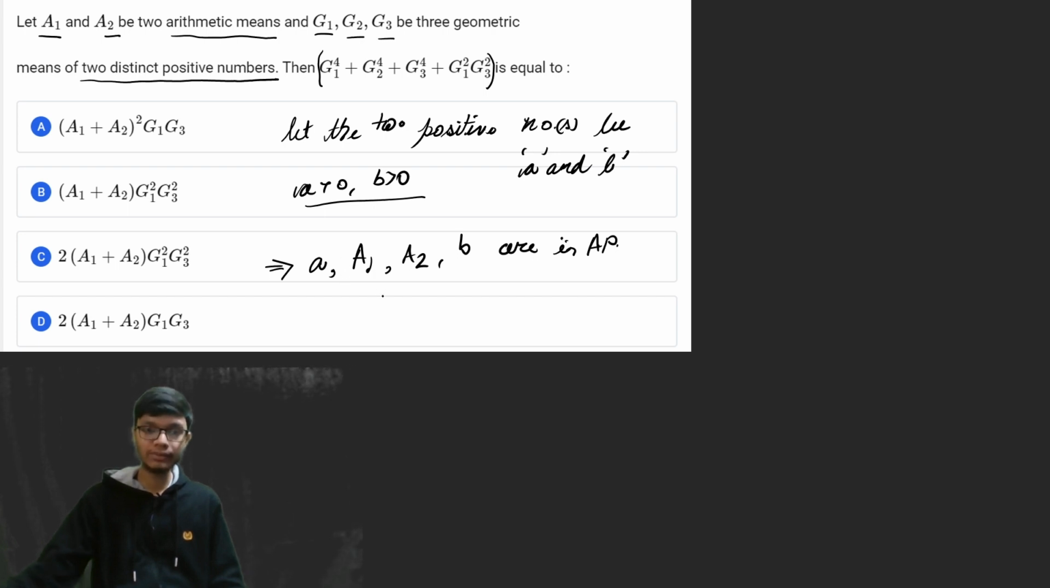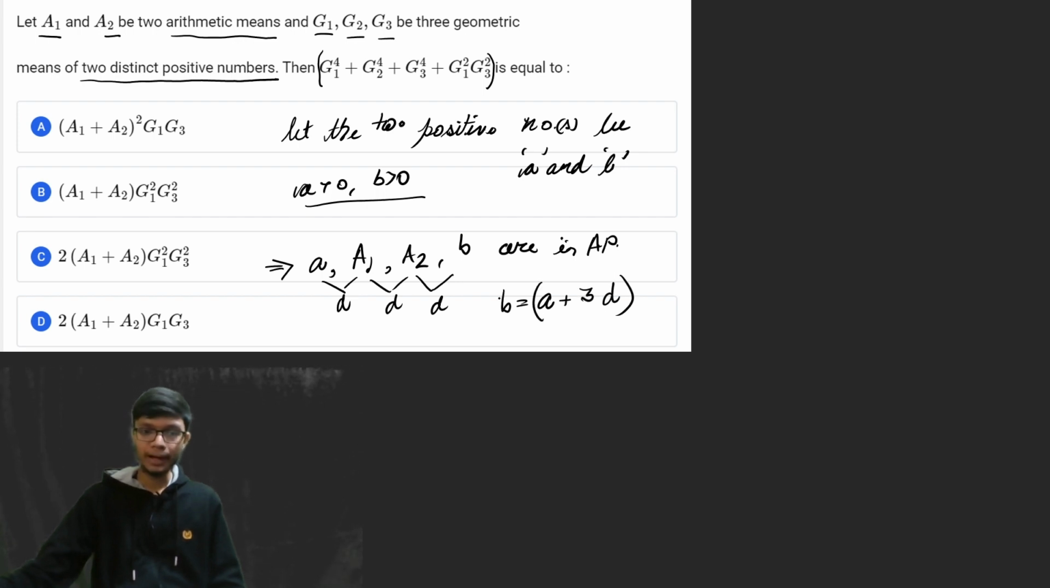From here, I can say that these numbers are in AP, which means there is a common difference D between them. If you take the difference of consecutive numbers, you get the difference as D. From there, I can write B as the first term plus (n minus 1) times D. B is basically the fourth term of the AP, so n minus 1 means 3D, so that is equal to 3D.